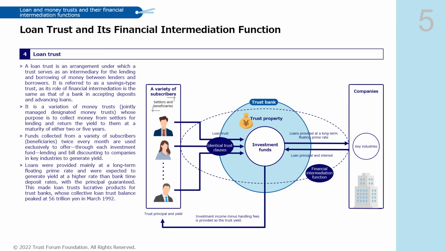It's an arrangement under which a trust bank enters into trust agreements with a variety of settlors that contain identical trust clauses. Money received from settlors is jointly invested by a unified investment fund. Subscriptions to money trusts are accepted daily, and subscribers can add money to their trusts at any time. Just the same as loan trusts, money trusts offer principal guarantee to subscribers.